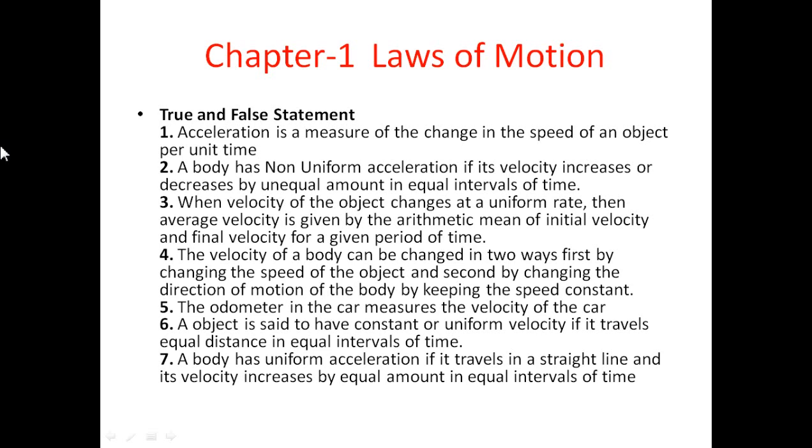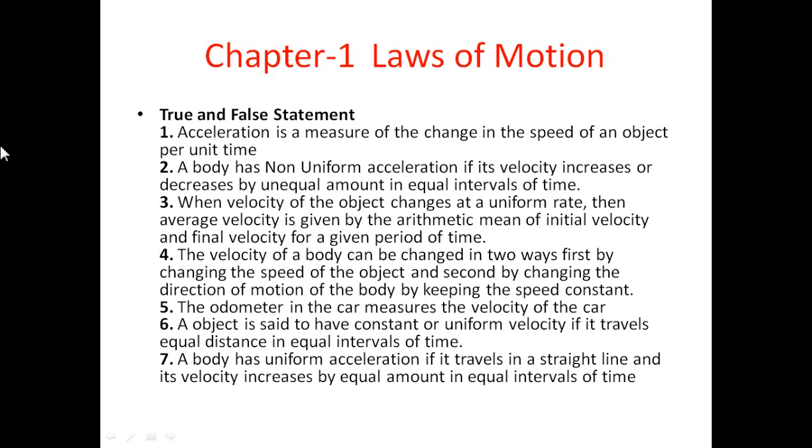Fourth one: the velocity of a body can be changed in two ways. First by changing the speed of the object, and second by changing the direction of the motion. We studied this point in that example where the motorcycle biker sometimes changes the speed and sometimes changes the direction. So it's true: the velocity of a body can be changed either by changing the speed or by changing the direction of motion while keeping the speed constant.